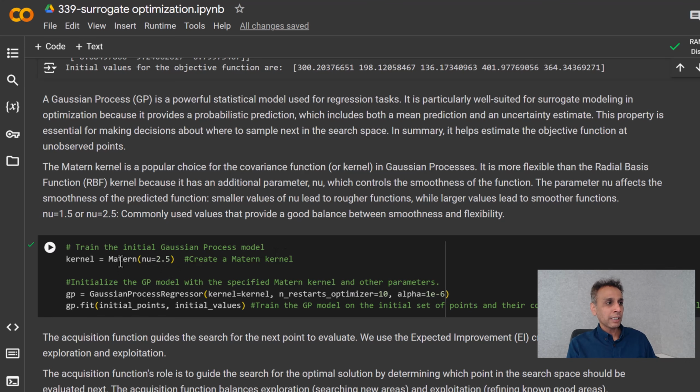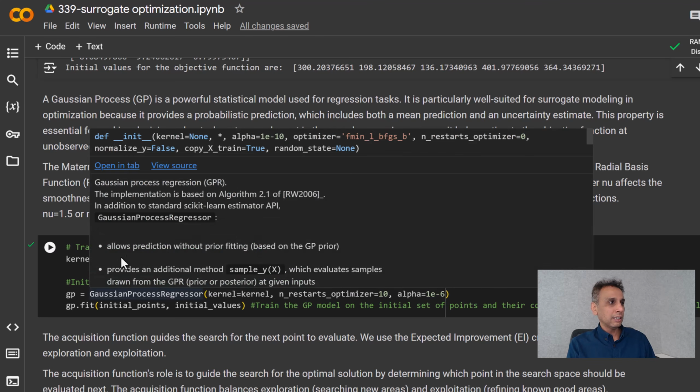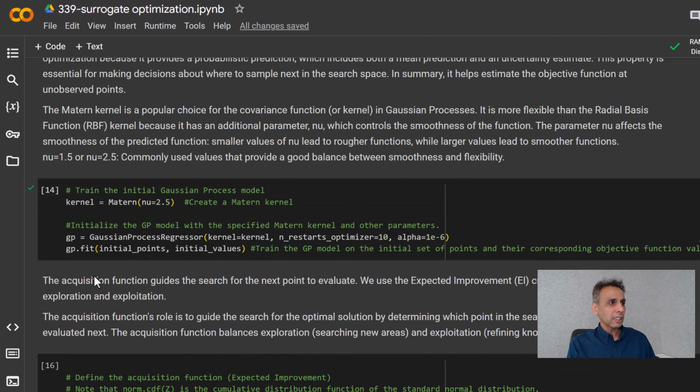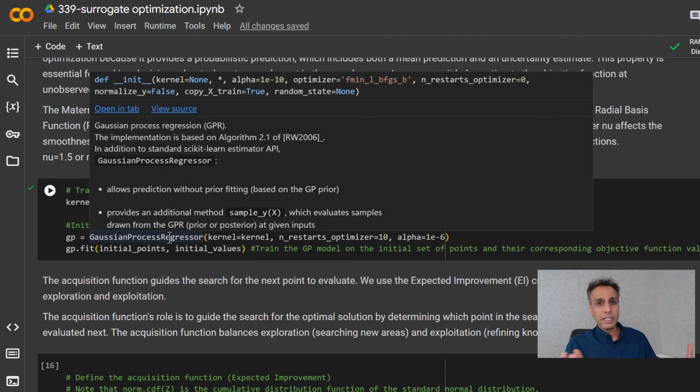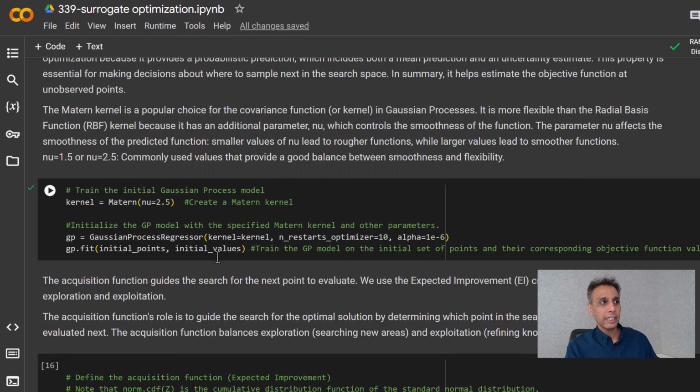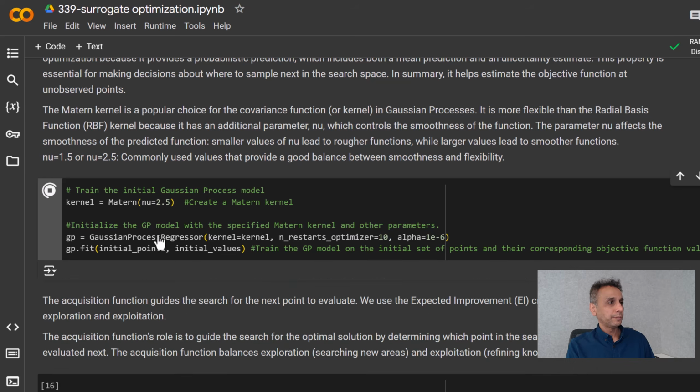But this is a kernel that goes in as an input to the Gaussian process regressor, and the other parameters you can just go ahead and experiment with. So we initiated this regressor. Think of this as a machine learning algorithm where you're training it on your values. What values? Your input values are the initial points, and your expected output is the initial values, right? So we're training that on this. So let's go ahead and do it.